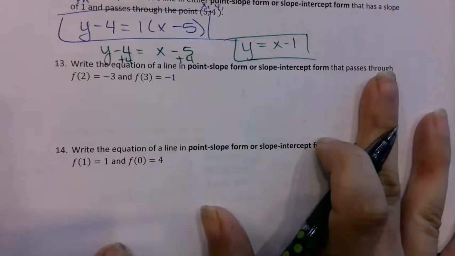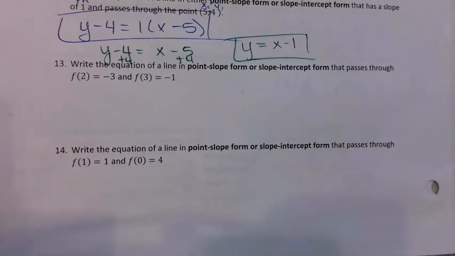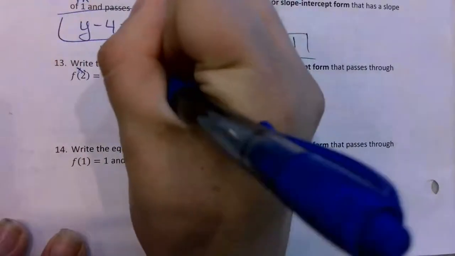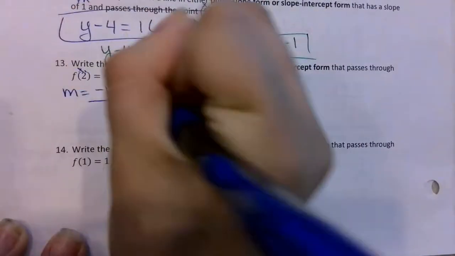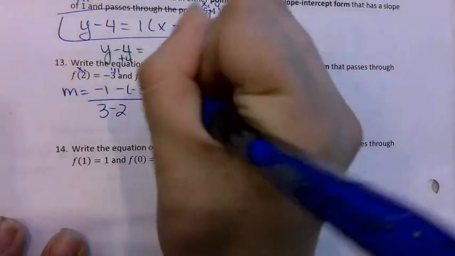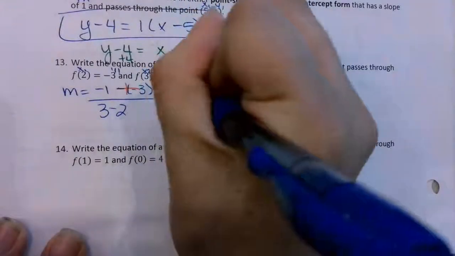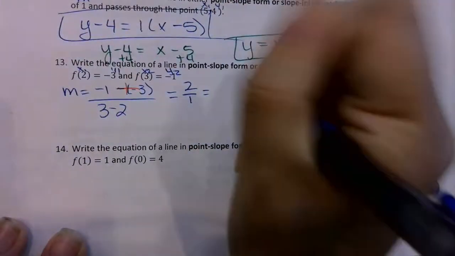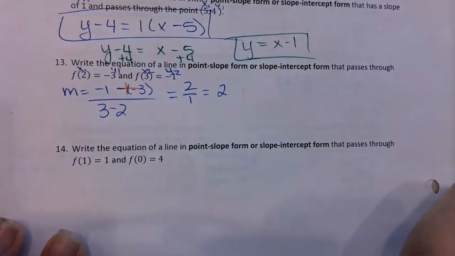On number 13, it wants me to write the equation of the line in point-slope form or slope-intercept. On this one, I want to label my points x1, y1, x2, y2. I'm first going to find my slope. So I have -1 minus -3 over 3 minus 2. -1 minus -3 is the same thing as -1 plus 3, which gives me 2 on top. 3 minus 2 on the bottom is 1. 2 divided by 1 is 2, so my slope is 2.